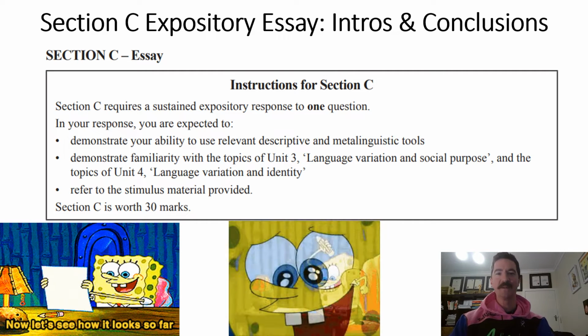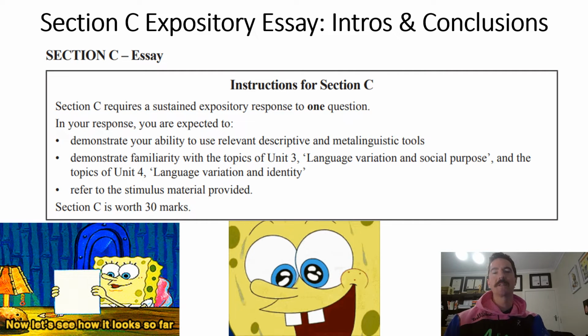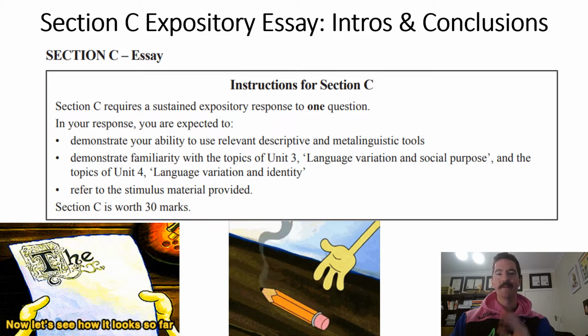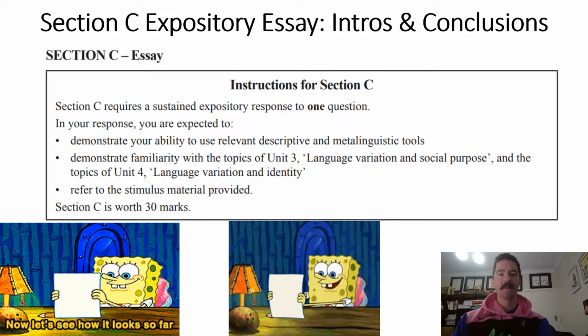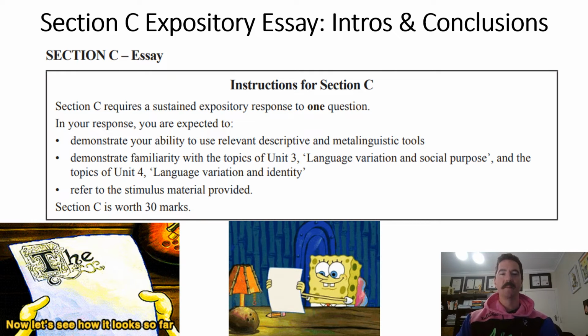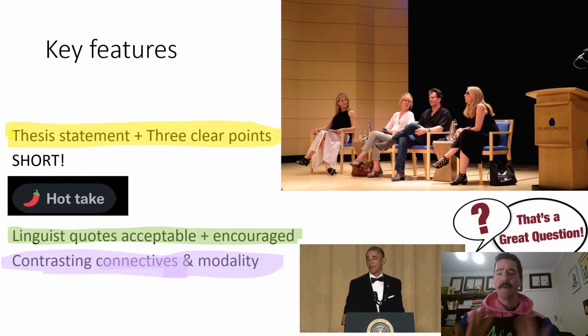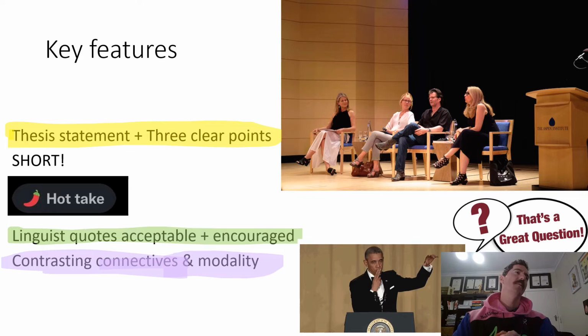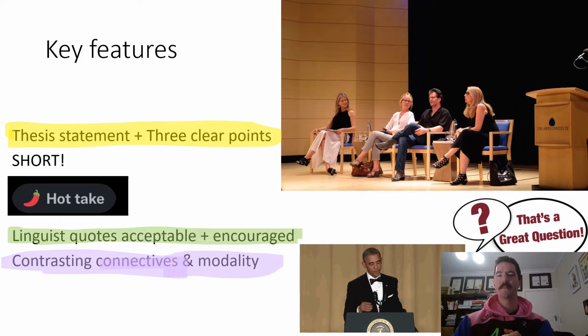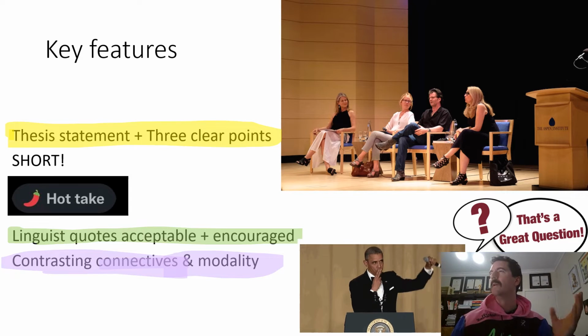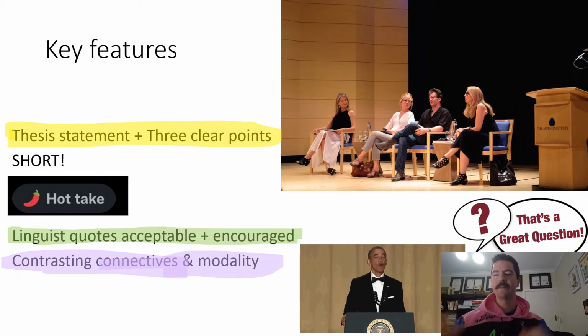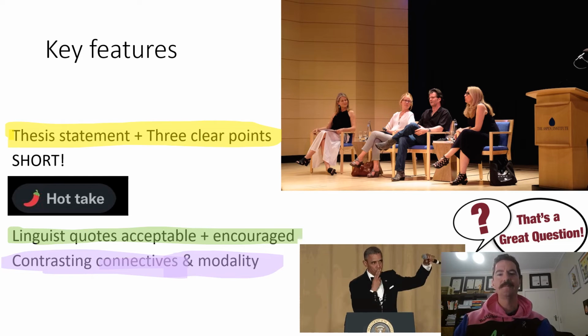Hello lovely people, we're going to talk about intros and conclusions for Section C expository essays with an exam particularly in mind. So think about time, efficiency and being as precise as possible. What I want you to picture is you're a published, clever author on a panel just like this one. The moderator is asking you these big, broad questions. You're a linguist: language, does it shape us or are we shaped by it? These are the big kinds of questions that you get in your Section C.